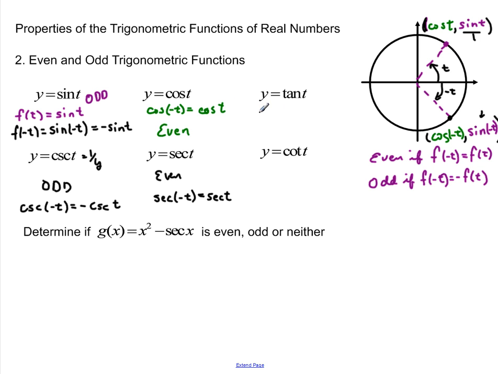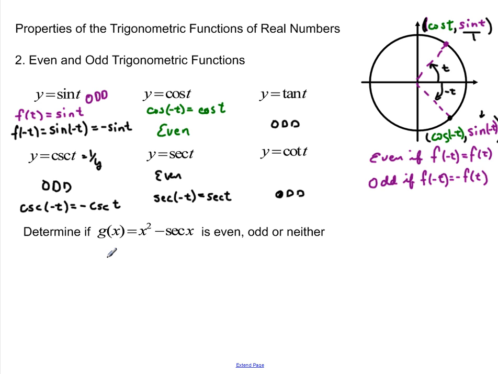And then finally, for tangent, I'm just going to state these outright, and I'm going to come back and prove them later. But for tangent and cotangent, both of these are odd. Right? So we'll come back and illustrate these two here in a little bit. But let's take a look at this. G of x equals x squared minus secant x. Is that even, odd, or neither?